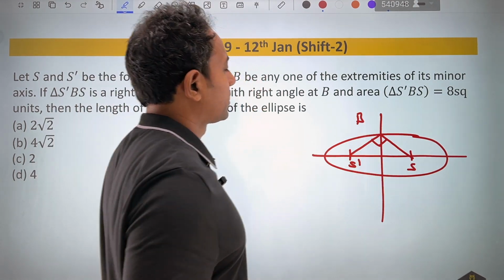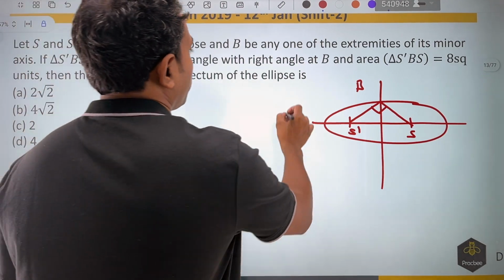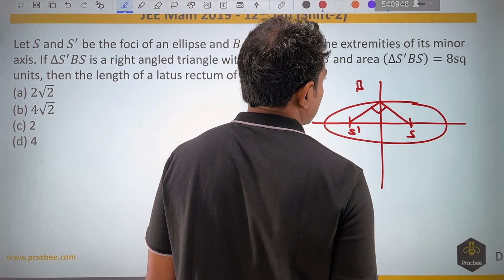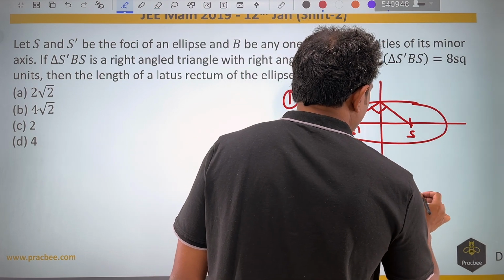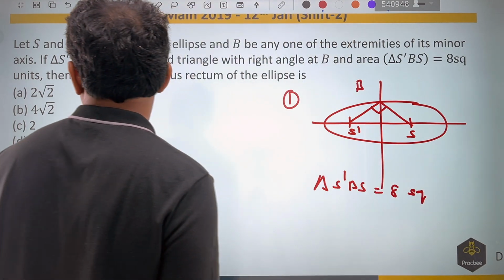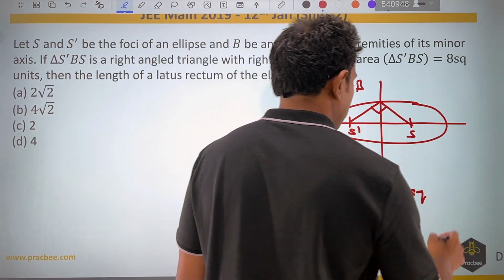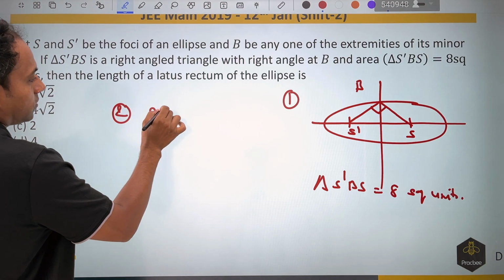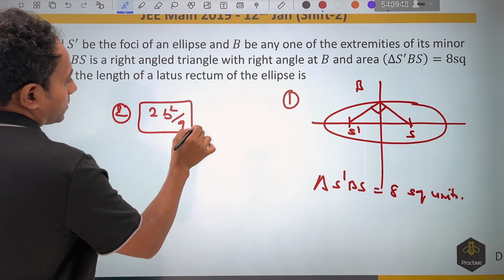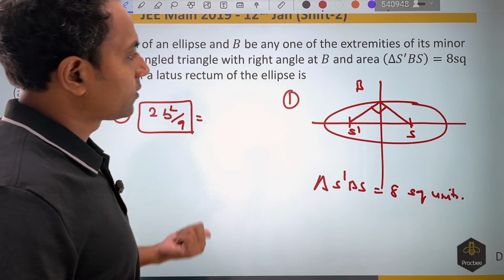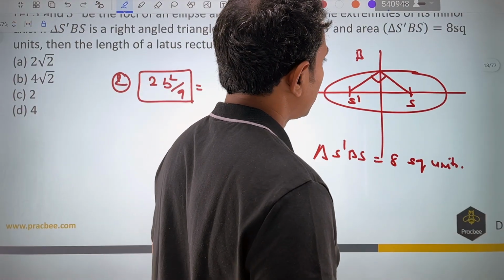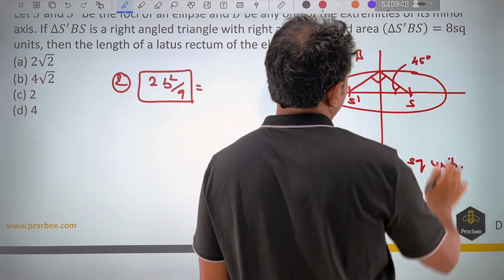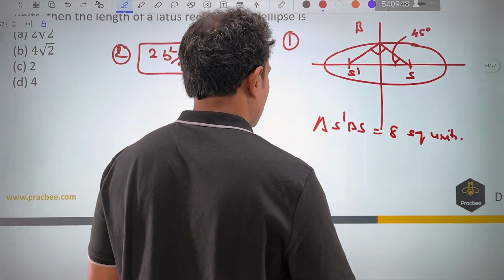They are saying that this angle is a right angle. Also, what we have been offered in the first part is the area of triangle S dash BS. This is given as nothing but 8 square units. Then the length of the latus rectum of the ellipse. So see, what they are asking is nothing but 2b square by a. This is the length of latus rectum. So you need to know the value of b and a. Now in this unique geometry that they have given us, since everything is symmetric, this is 90 degrees, so this angle will become 45 degrees. Now if you go into this unique triangle, what is happening?